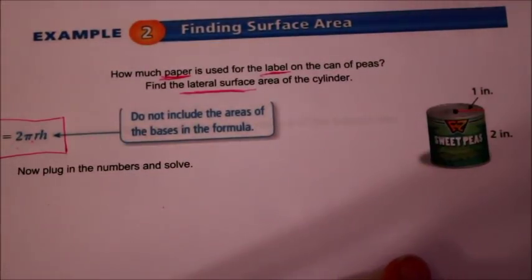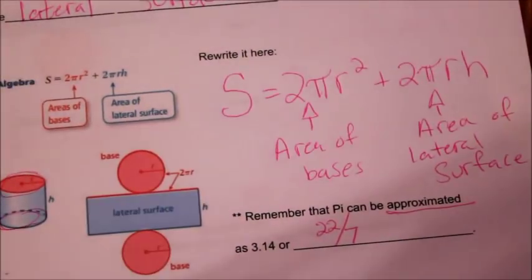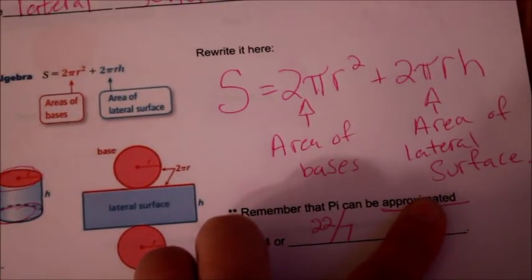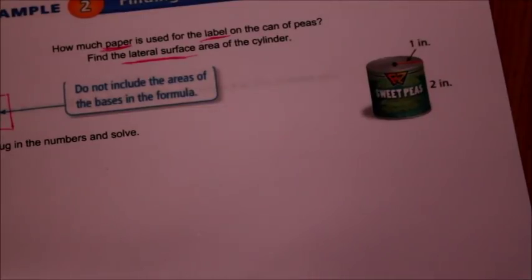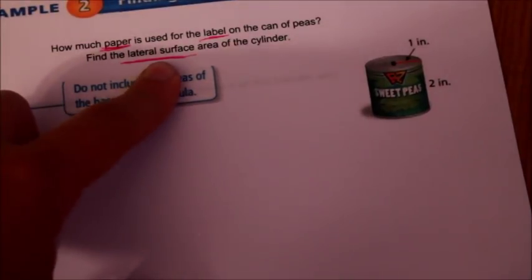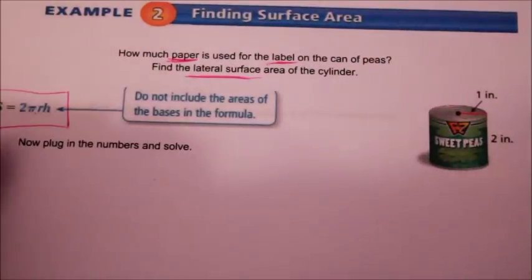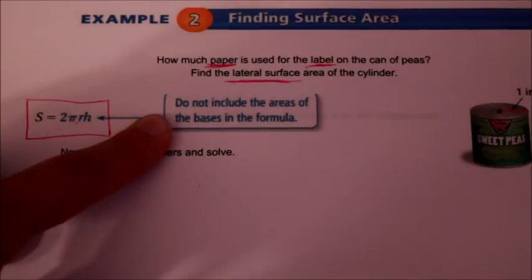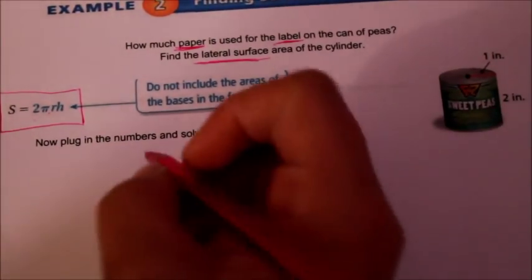So once again, if you go back up to your first page, you see right here, this is the area of the bases, and this is the portion that's the area of the lateral surface. With the current example, we just want to find the lateral surface of this cylinder. So right here we're going to use this equation, and we're not going to include the areas of the bases. So we're going to plug in the numbers and solve.